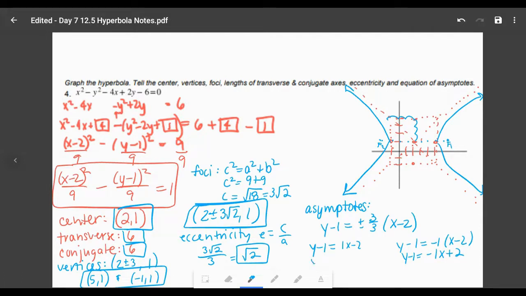So we need to solve by adding 1 to both sides. So we get y equals x minus 1. And we can verify that from our graph. And then for our other asymptote, we need to add 1 to both sides. So we get y equals negative x plus 3. And you can verify that the y-intercept really is 3, and it does go down 1 over 1.